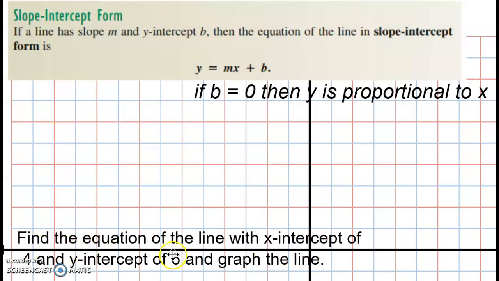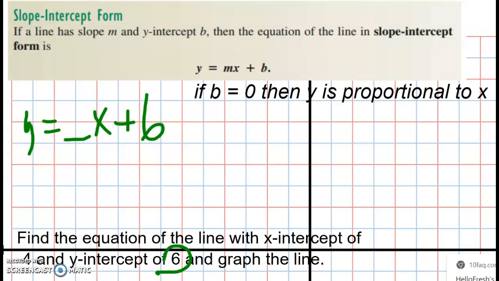So if I was asked to find the equation of the line with x-intercept of -4 and y-intercept of 6, and I was asked to graph that line, I have a couple of things I could do. The 2 things I need, remember, for the equation of a line are the slope and the y-intercept. Well, I know the y-intercept is 6, so I already know this equation is going to be y equals something x plus 6, okay? So 1, 2, 3, 4, 5, 6. I go through my y-axis at 6.